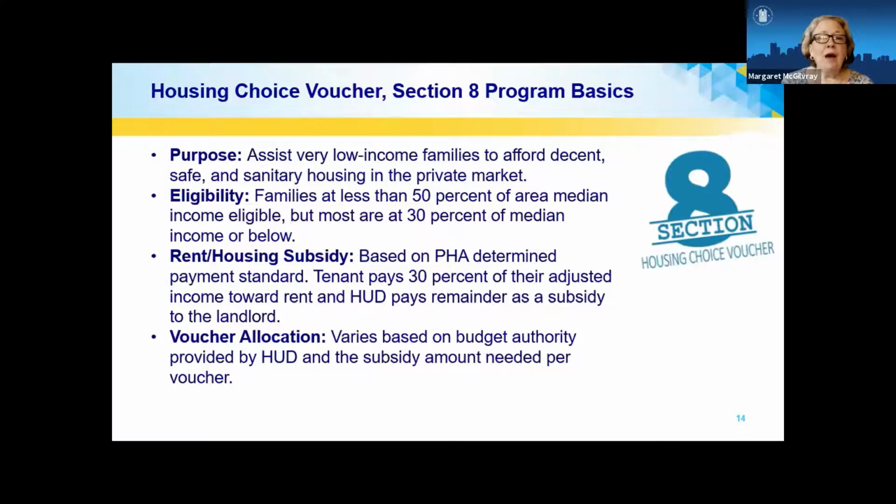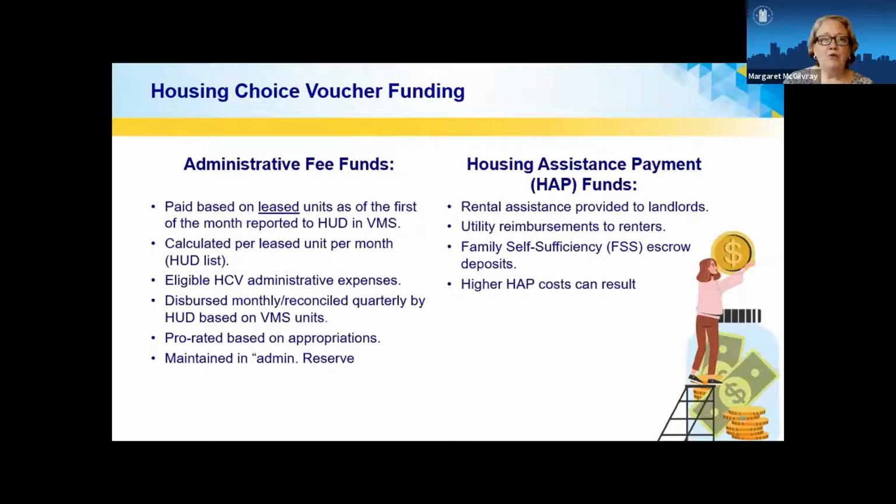And a family which receives a housing choice voucher selects a unit and then makes that choice, negotiates with the landlord, and determines that they'll rent there. So let's go on to the next slide to talk a little bit more in relation to the housing choice funding. As I mentioned, PHAs receive funding from HUD, but they receive them in two pots. The administrative fee funds, which are used to administer the program, which pay for staff and those sorts of costs. And then the housing assistance payment, or HAP funds, which are basically funds that go from the housing authority to the landlord to subsidize on behalf of the family.